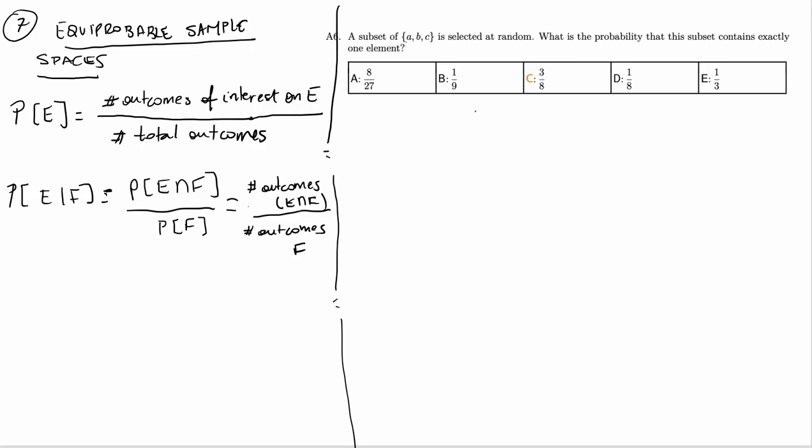That's why, because of item 7, we have to learn counting, right? We have to learn counting because at the end of the day, to calculate probability, it's just a ratio of two counting problems. Counting the number of outcomes of interest divided by the total number of outcomes, or in this case of the conditional, the number of outcomes of interest, which is E intersect F, divided by the total number of outcomes of what happened first. Okay?